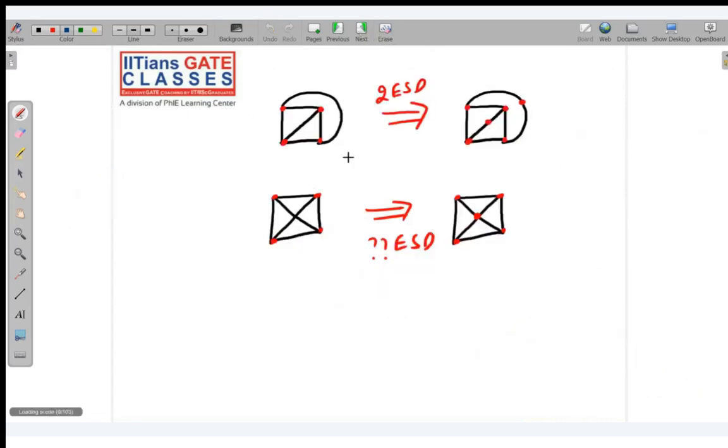Okay, so here how many subdivisions have we done? Here we have introduced one vertex, here we have introduced one vertex, so we have done two elementary subdivisions. Okay, so I think you can see it, and see here how many elementary subdivisions are done here.